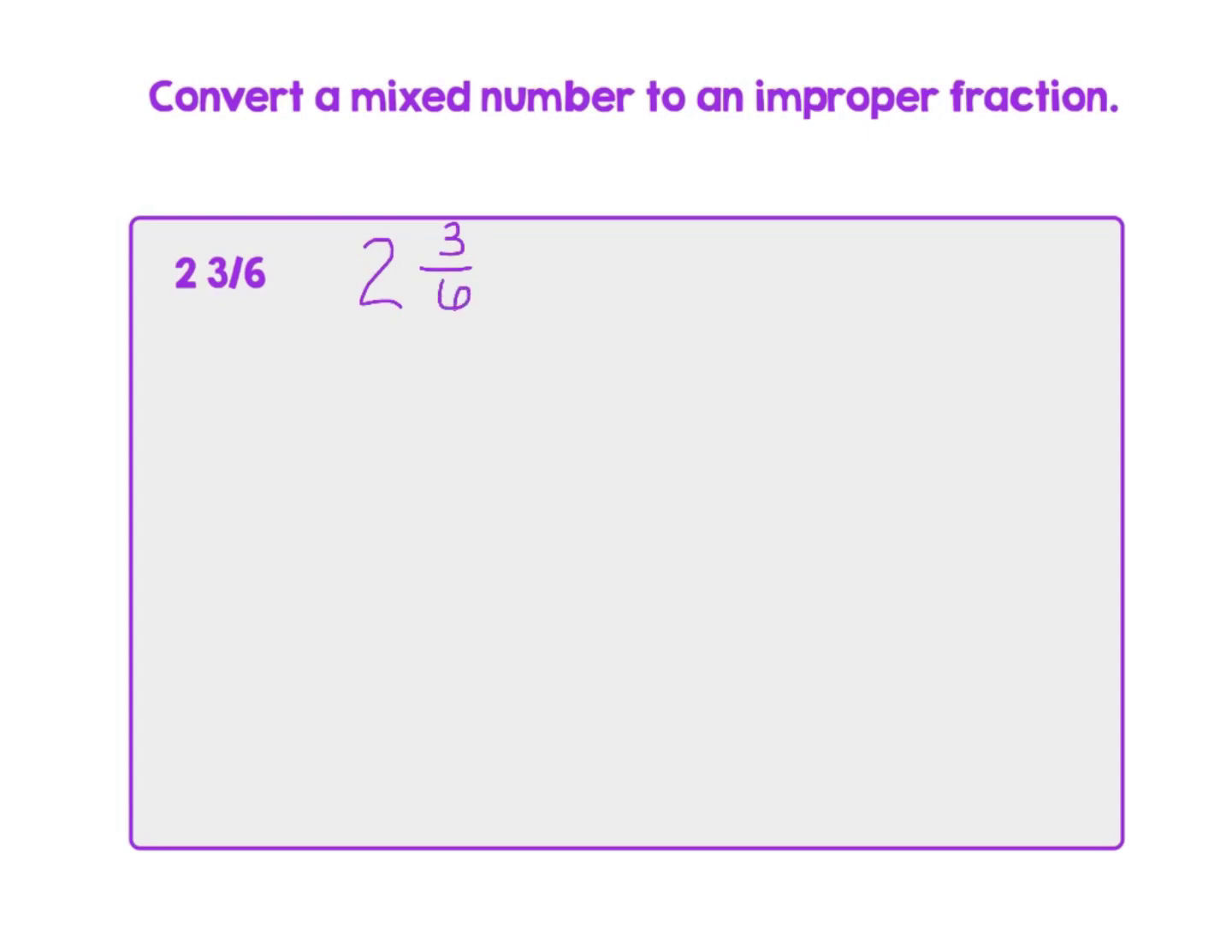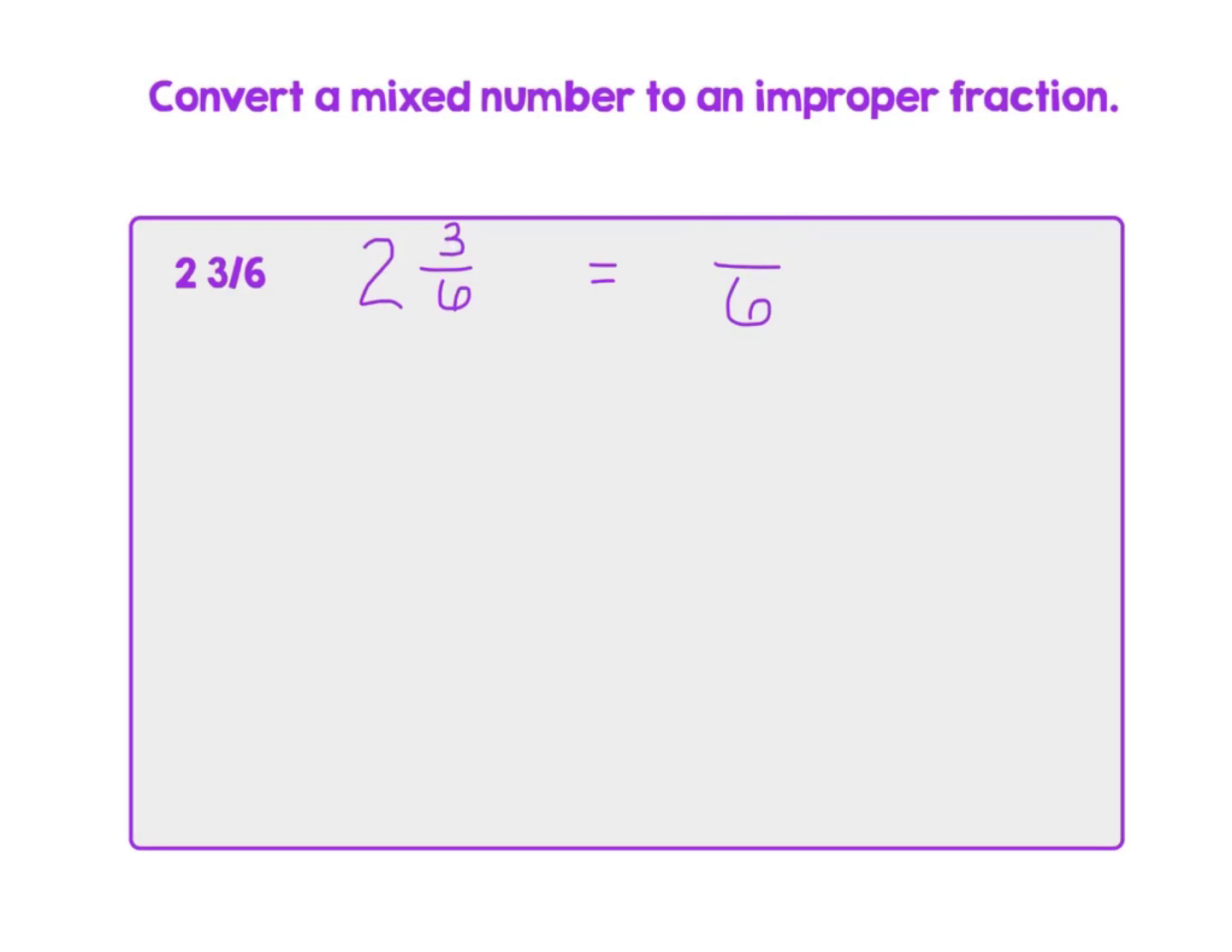And when we're writing a mixed number as an improper fraction, the denominator stays. So I can right away say my denominator is going to be 6. And all I need to do is say 2 times 6 plus 3 is going to be my numerator.